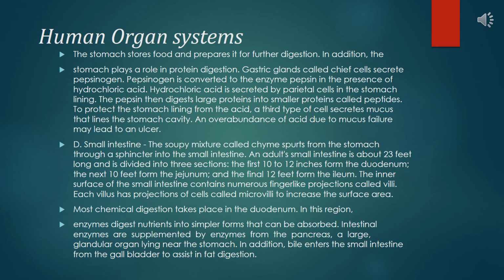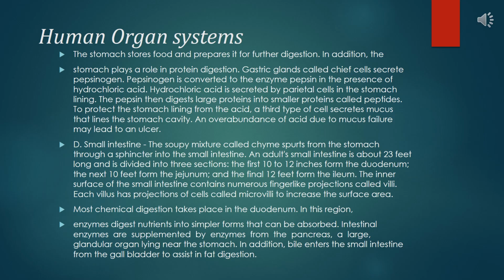D. Small intestine. The soupy mixture called chyme spurts from the stomach through a sphincter into the small intestine. An adult small intestine is about 23 feet long and is divided into three sections. The first 10 to 12 inches form the duodenum. The next 10 feet form the jejunum, and the final 12 feet form the ileum.